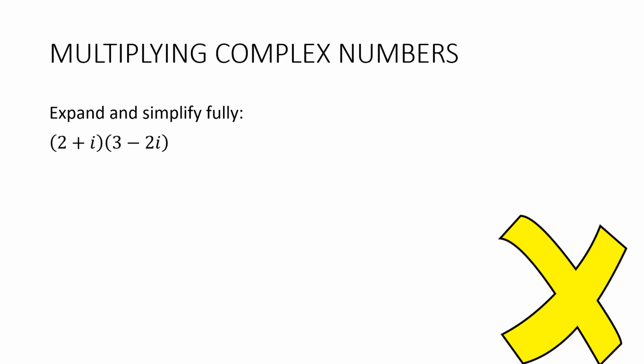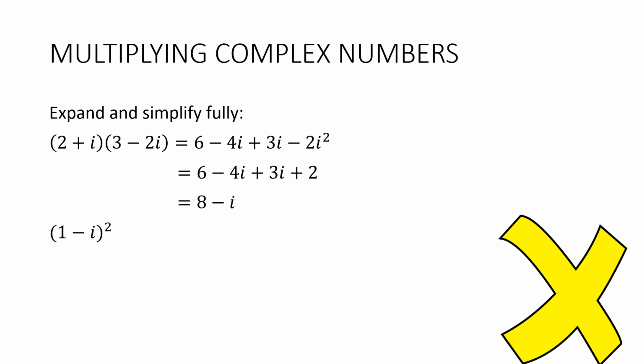With multiplication we just use FOIL. So we're going to have 6 take away 4i plus 3i take away 2i squared. And remember, i squared is negative 1. Collecting real and imaginary parts, we have 8 minus i. We can also find powers. So this would be 1 take away 2i plus i squared, which is negative 2i.